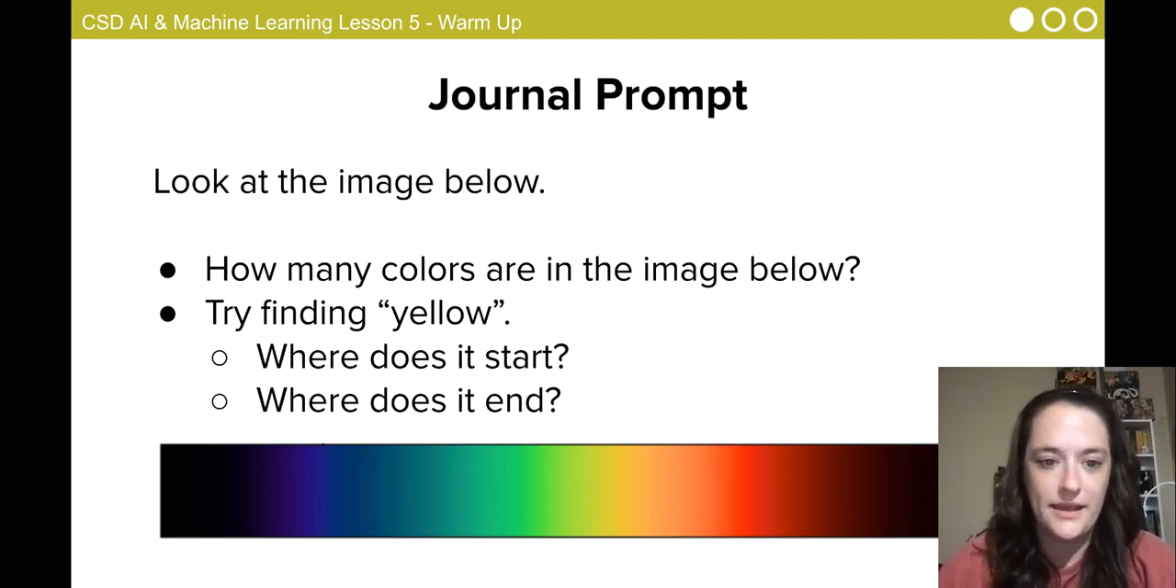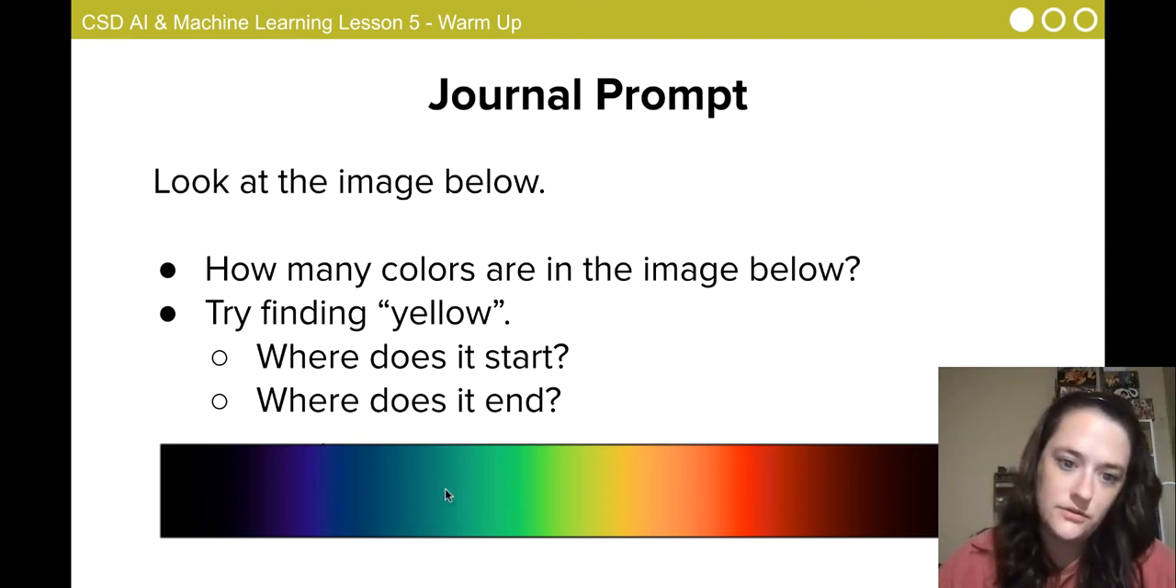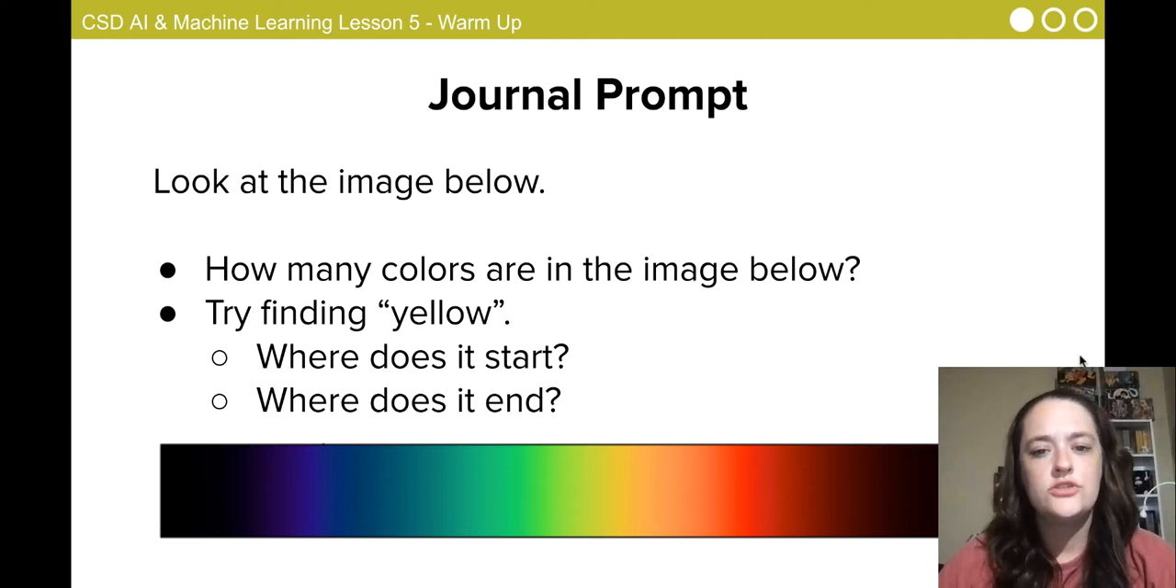Would you say, let's see, 1, 2, 3, 4, 5, 6, 7? Try finding yellow. Where does yellow start and where does it end? I want you to answer these in your journal. It's kind of a trick question.